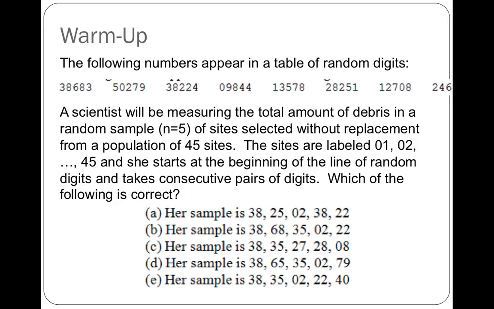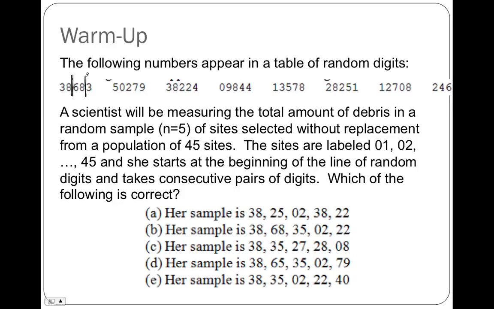Okay, so we are told that we want to take a sample size of 5 out of a population of 45 sites. And the sites are labeled 01, 02, all the way up to 45. And we want to choose our sample. Okay, so that means I'm going to take these numbers 2 at a time. And the first one I see is 38, which is valid. So all of these start with 38. That doesn't really help me.